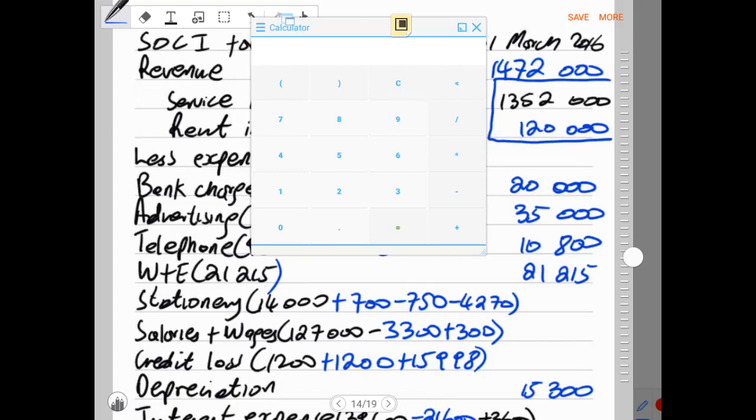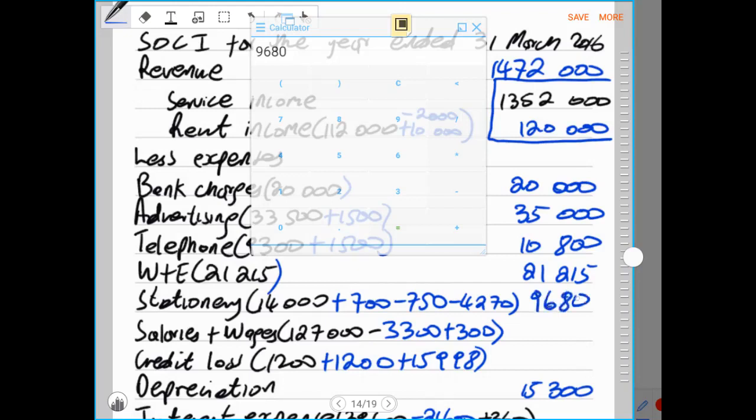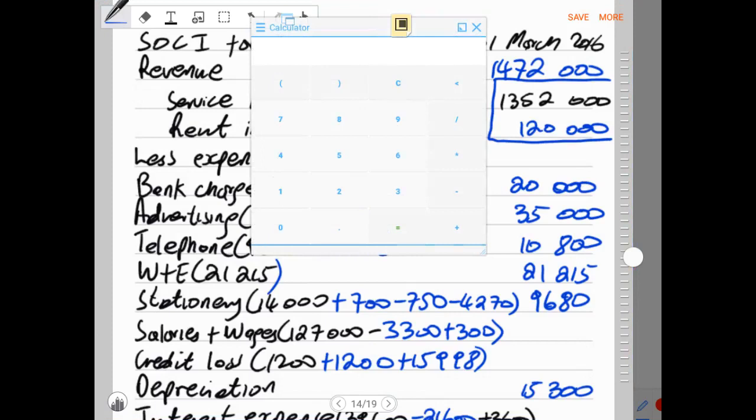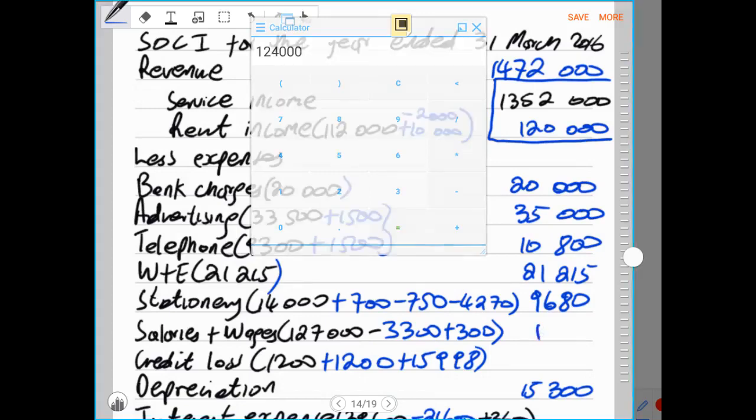Then with regard to stationery, we have 14,000 rands plus 700 minus 750 minus 4,270. That will give us 9,680. Then after we have our salaries of 127,000 rands minus 3,300 plus 300, that gives us 124,000 rands.